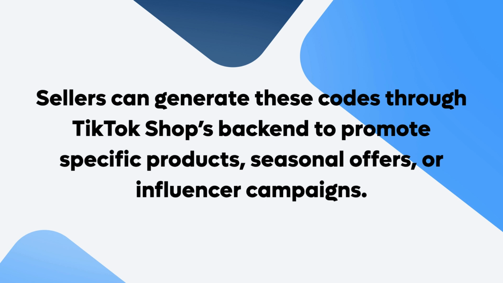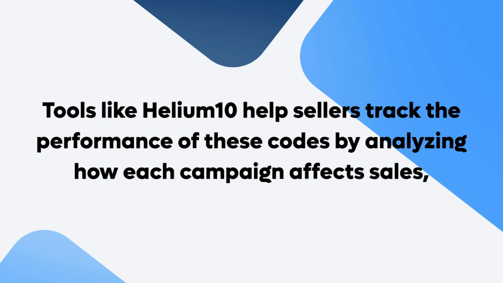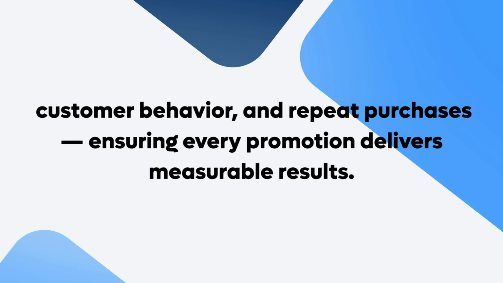Sellers can generate these codes through TikTok Shop's backend to promote specific products, seasonal offers, or influencer campaigns. When customers apply a code at checkout, the discount is automatically reflected in the total price. Tools like Helium 10 help sellers track the performance of these codes by analyzing how each campaign affects sales, customer behavior, and repeat purchases, ensuring every promotion delivers measurable results.